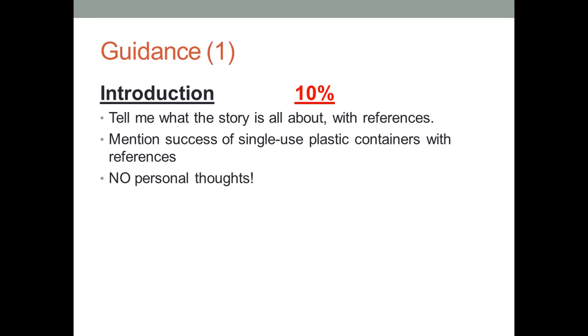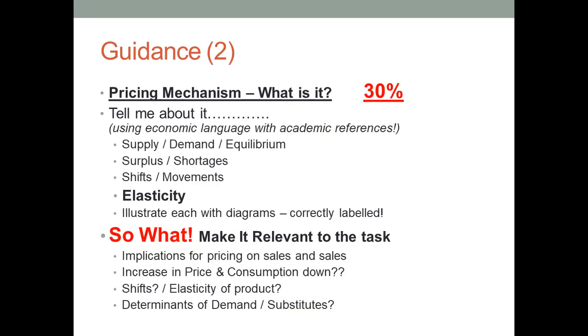This is where you can actually outline the story. So if I've got no idea what's going on, at the end of this 150 words, I actually have an idea of what's happening. I don't want any personal thoughts. I don't care if you agree with it or disagree with it, because what you're doing is putting a piece of academic research together. This is actually probably the easiest 10% you can gain, providing of course you're reading.